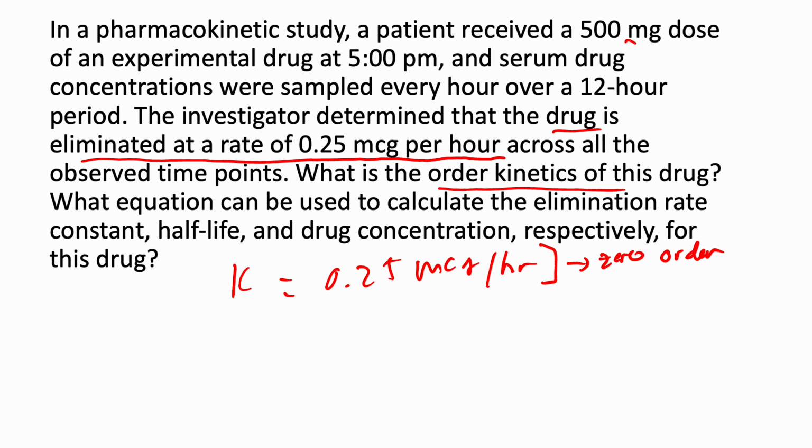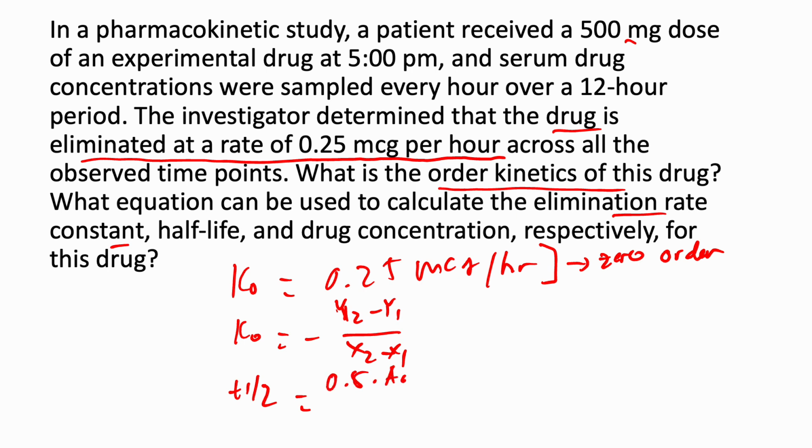For the next one, the equation to calculate the elimination rate constant is K0 for zero order. So K is equal to the negative value of y2 minus y1, divided by x2 minus x1. Y is the value of concentration or amount of drug in the plasma, and x is the value of the time. The half-life is equal to 0.5 times the initial concentration, divided by K, the elimination rate constant of zero order.